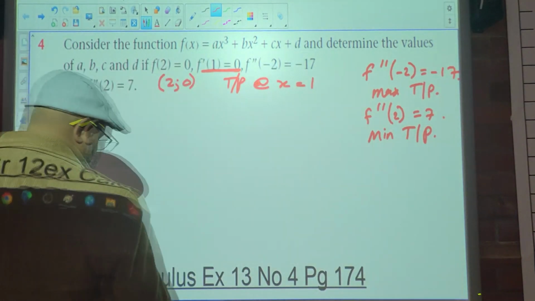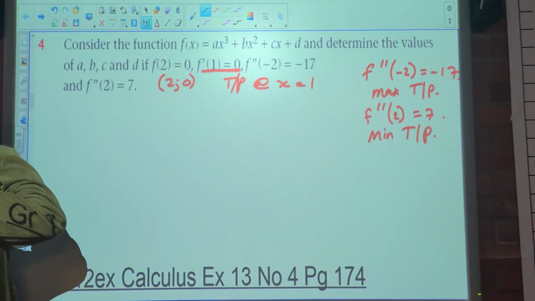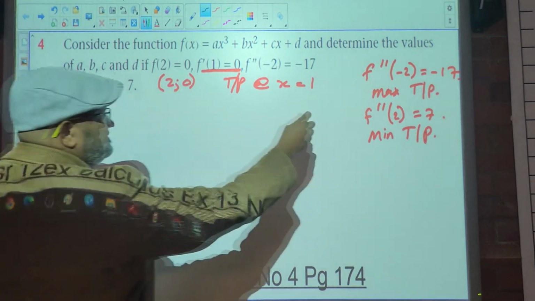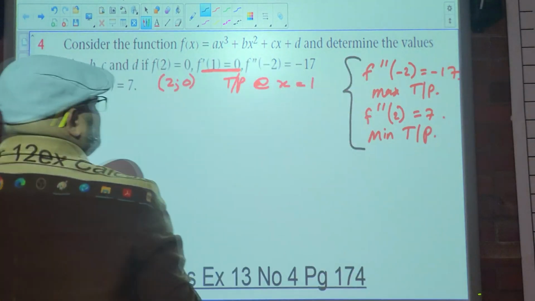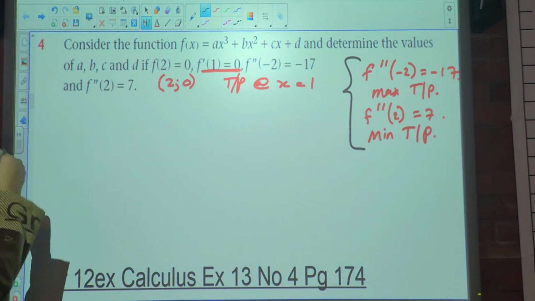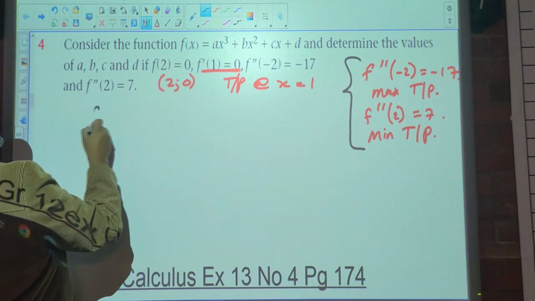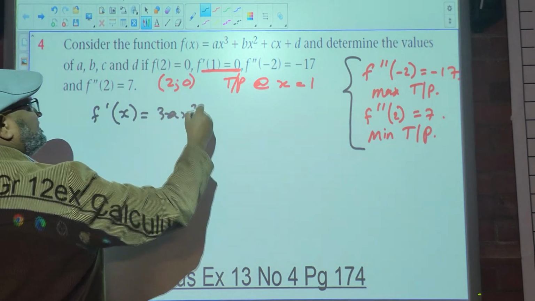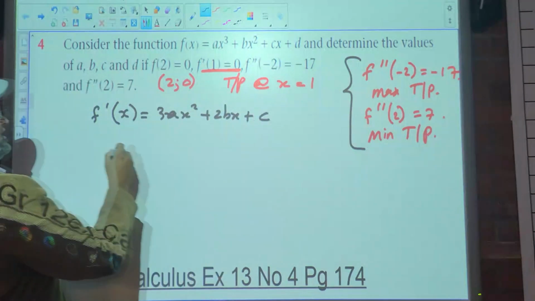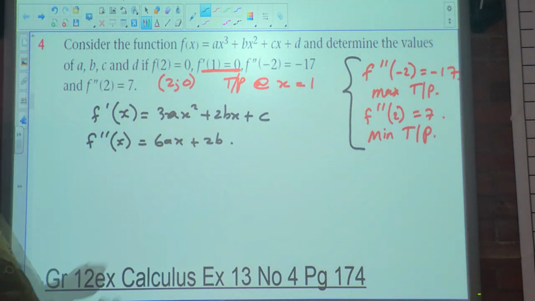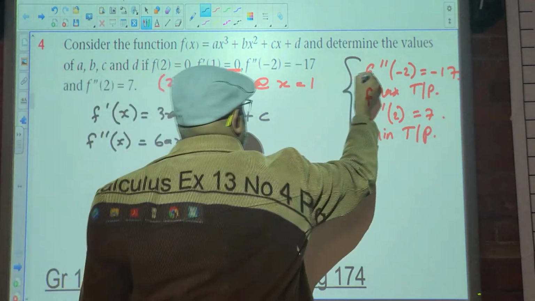So the question says determine the values of a, b, c, and d. Okay, so where do we start? Let's start with this here. So for f double dash, I have to first find the derivative and then again the derivative. Not so? So we find the first derivative. f dash of x is giving us what? 3ax squared plus 2bx plus c. Now I find another derivative, which is 6ax plus 2b. That's your second derivative.